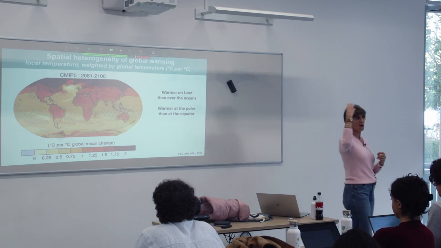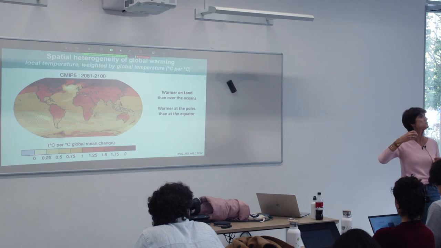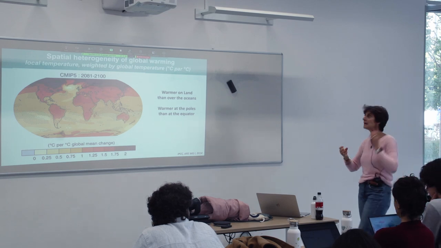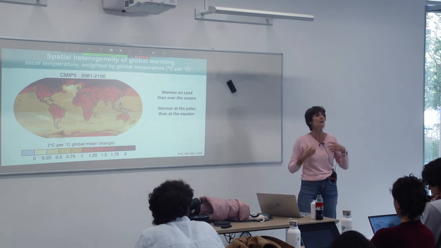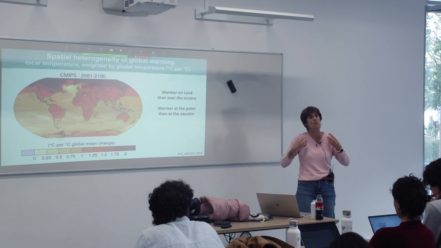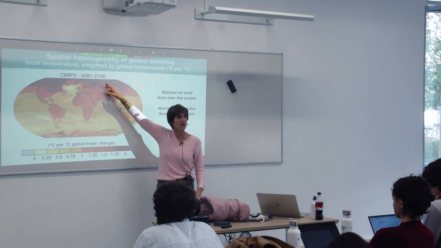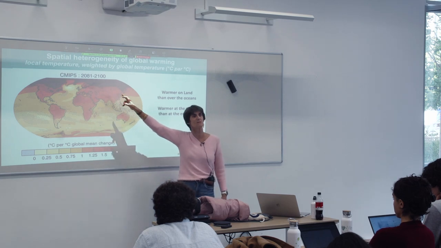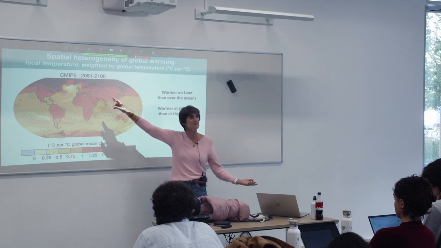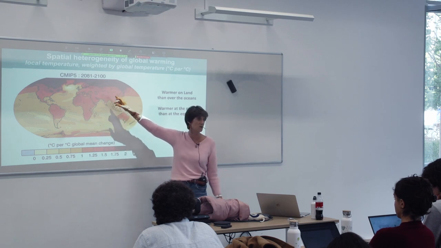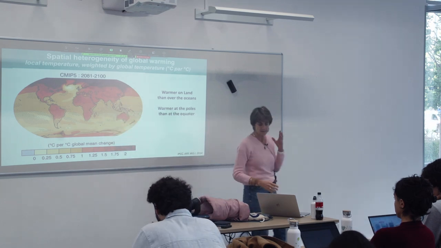And this is because we have ice effects in the polar regions, we have snow effects in the polar regions, and when you melt the ice and the snow, it gives additional heat to the system, and it absorbs much more heat, so it warms much faster. So in some areas in the high northern lands, we are already at plus 7 degrees. Okay, so that means that there are processes that cannot occur anymore and that are changing the local climate. So there is a very high heterogeneity in space.